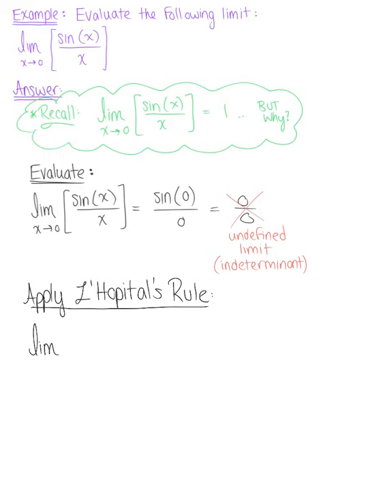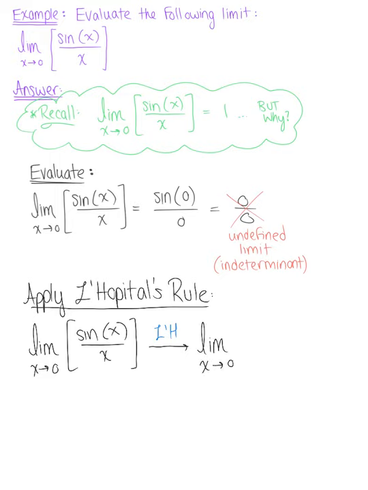So you want to keep in mind here we have the limit as x approaches 0 of sine of x divided by x. And we are applying the derivative to the numerator and denominator separately. So this becomes the limit as x approaches 0 of cosine of x, all divided by 1.